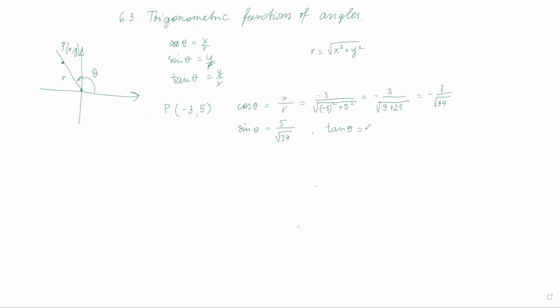And for tangent, you even don't need to know r, actually. You just divide y over x. So y is 5, and x is -3. So it's -5 over 3. Okay, well, basically that's all you need to know about the coordinates and angles. We do remember this already. We learned this already. Just a little review.